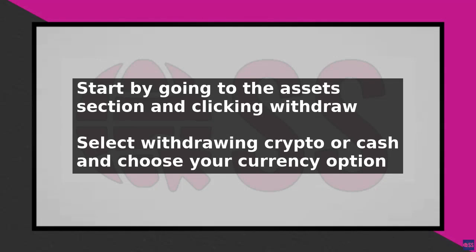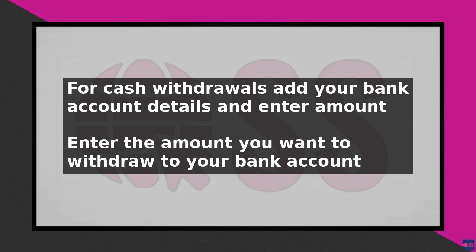To withdraw money from OKX, you can follow these steps, which are similar for both the mobile app and desktop website. Start by going to the Assets section and clicking on Withdraw. You will then have two options: withdrawing crypto or cash.